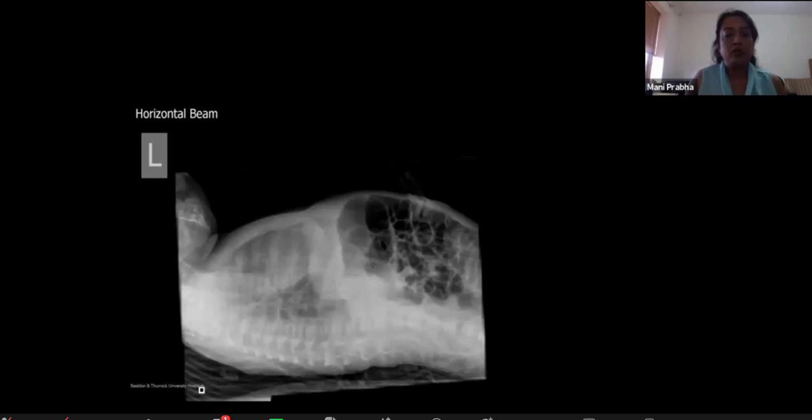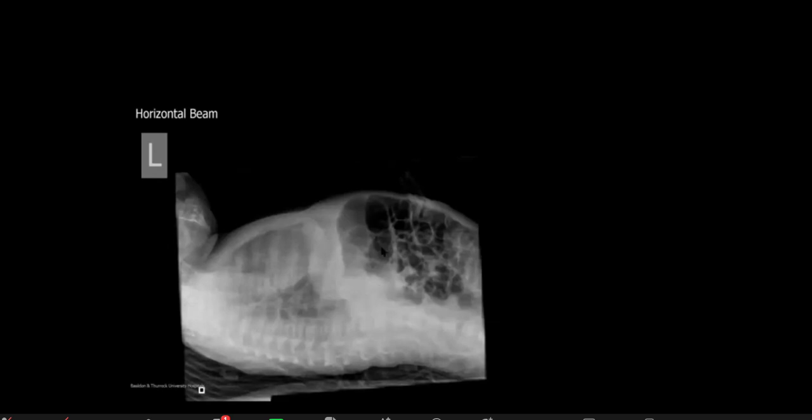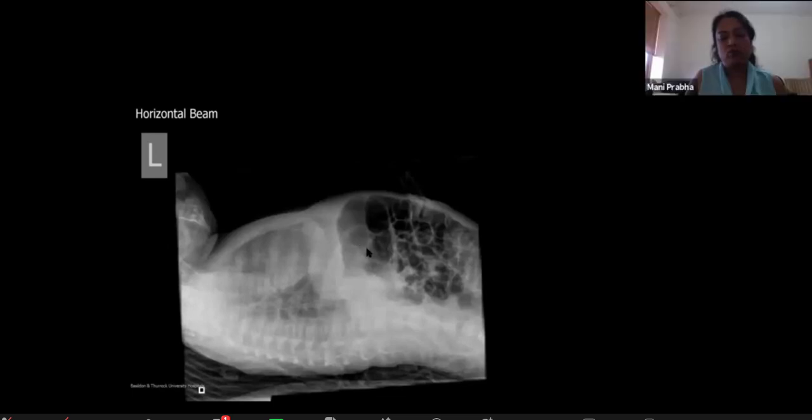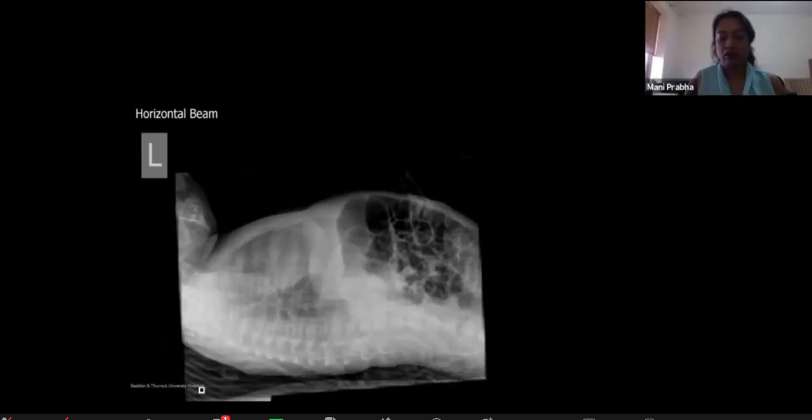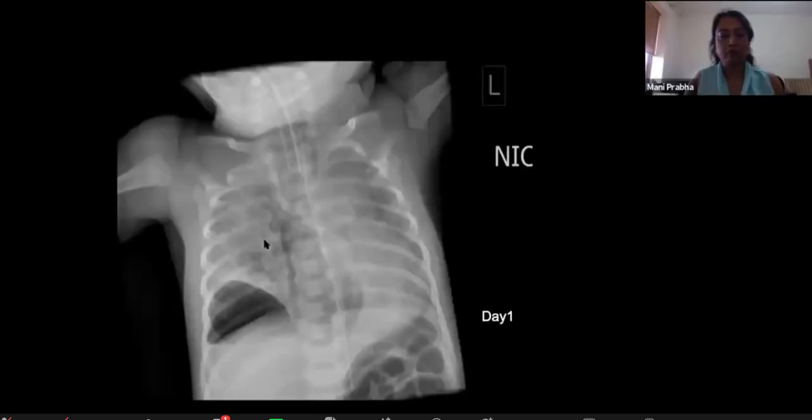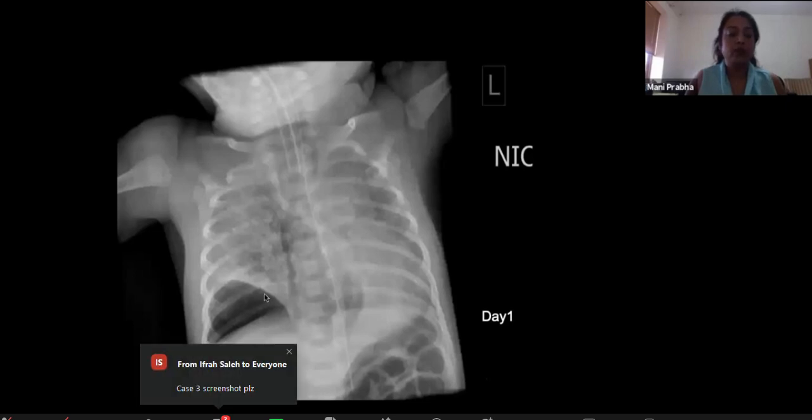And in this case, we can see air anteriorly. Air would move anteriorly. So air is here, which sort of confirms that there is free air in the pleural space. And this is pneumothorax, and this is all due to PIE. There is patchy opacification and lucencies, and the air has leaked into the mediastinum as well as the pleural space.